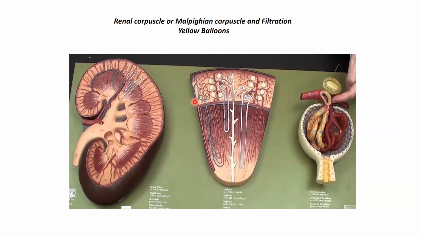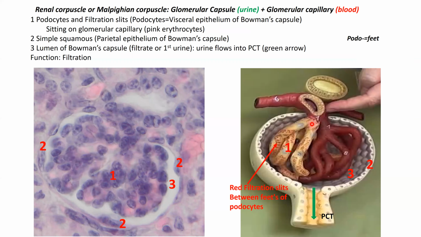Renal corpuscle or Malpighian corpuscle, major function filtration. On the model, these are the little yellow balloons in the cortex of the kidney. Then magnified in one lobe are the yellow balloons, and one yellow balloon is magnified on the right side. I wanted to talk to you about the terminology.